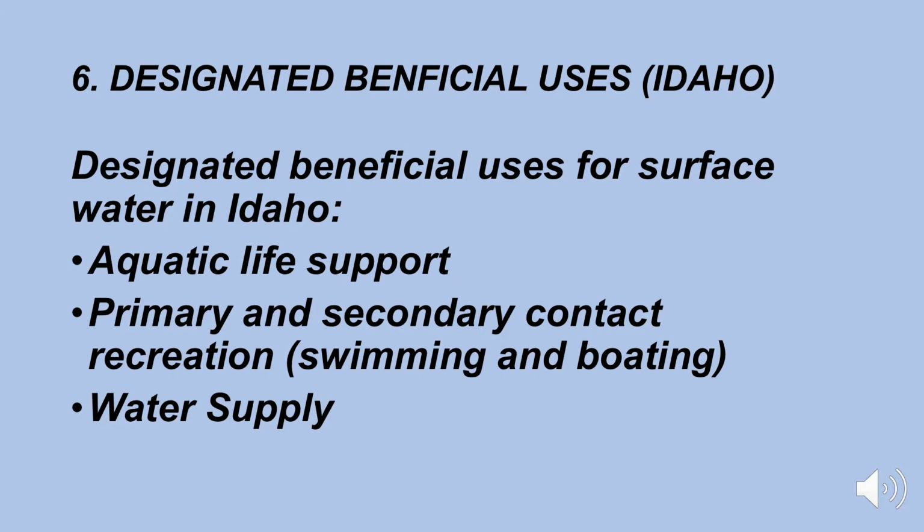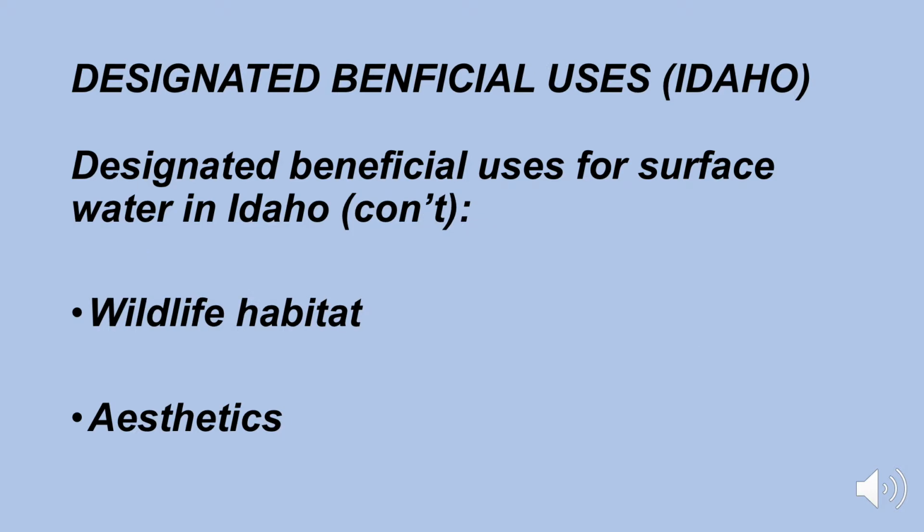First of all, a designated beneficial use may be for aquatic life support. It may be for the fishery. It may be for primary and secondary contact recreation. A beneficial use may be using that water body for swimming and boating. Another designated beneficial use of that water body might be water supply. We use that water for irrigation or drinking. Another potential designated use may be wildlife habitat.